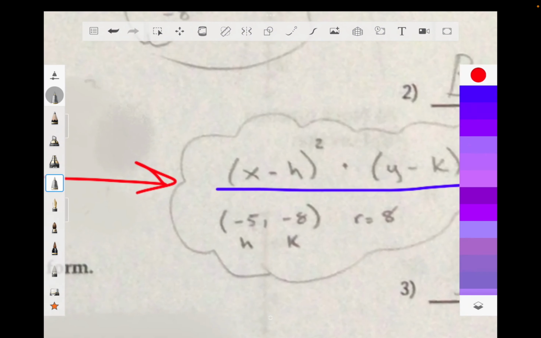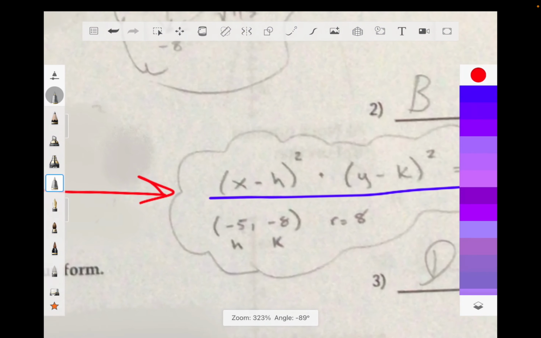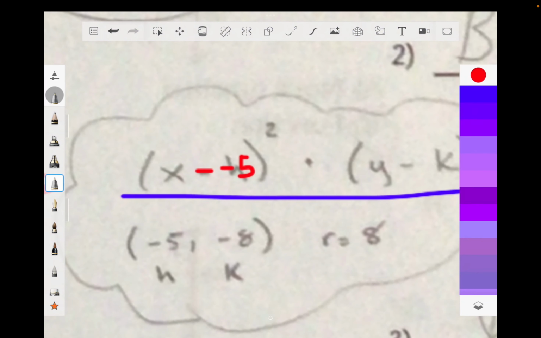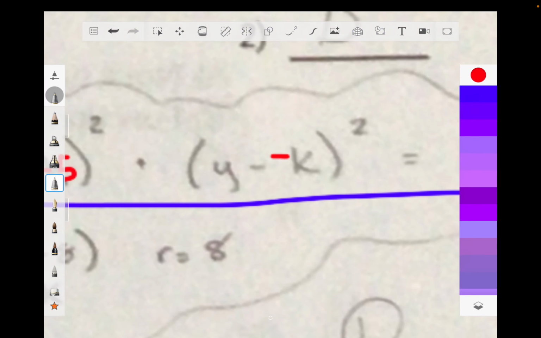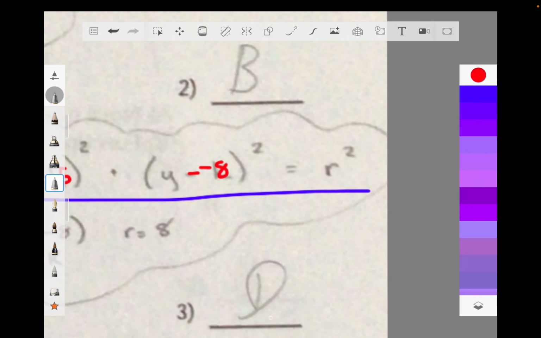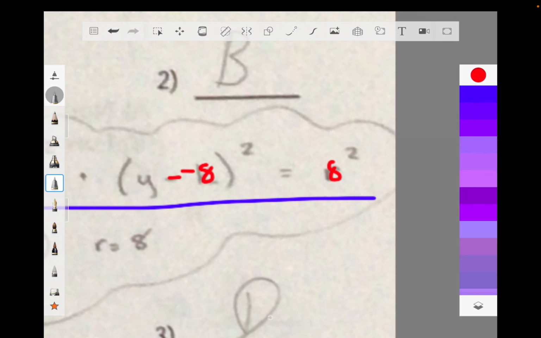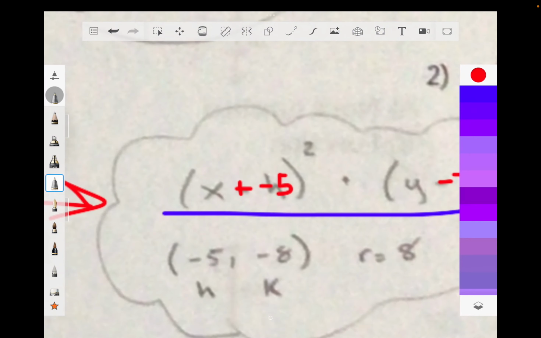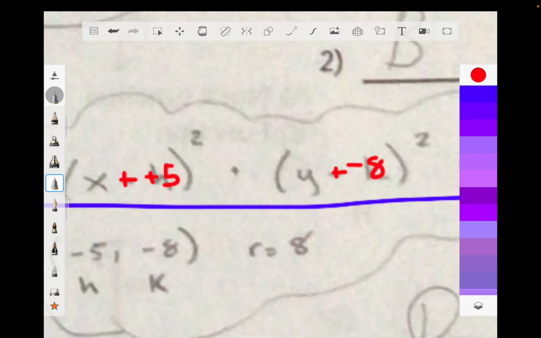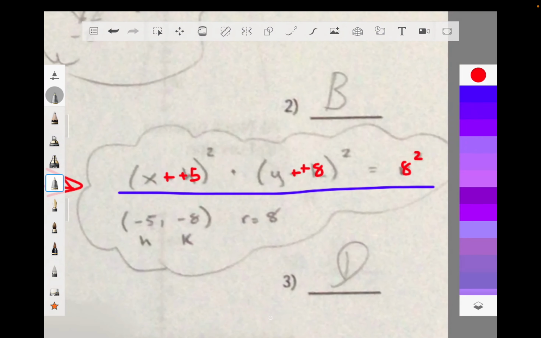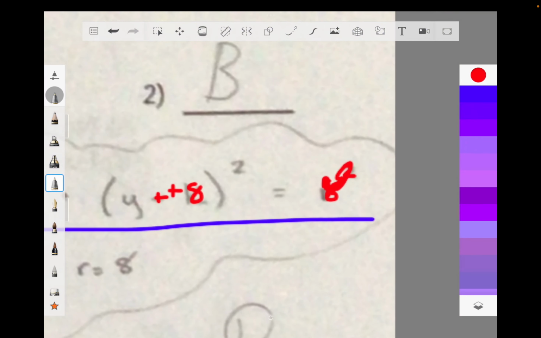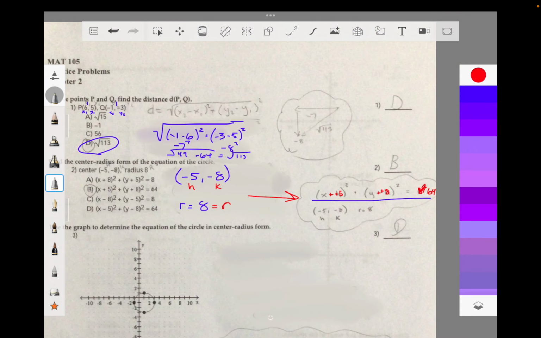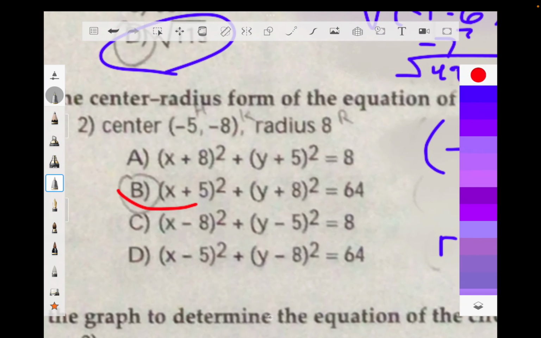So it's going to be x minus h, which is -5, so it's minus -5, y minus -8, and then r is going to be 8, so r squared, which of course is 64. Negative, negative, that's positive. Negative, negative, that's positive. Which one matches? This is going to be 64. So what matches this one? It's going to be this one right here.